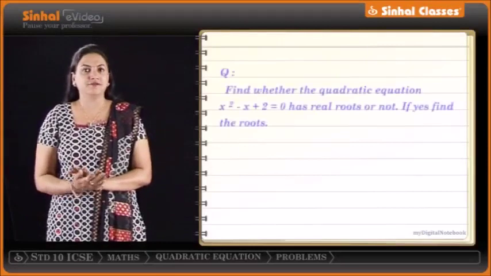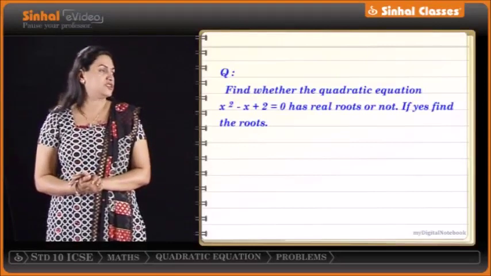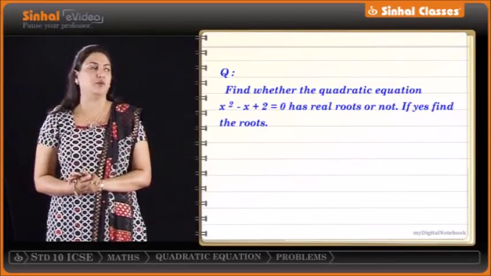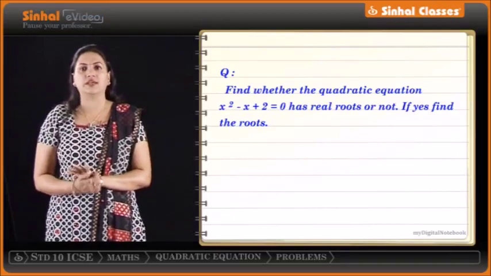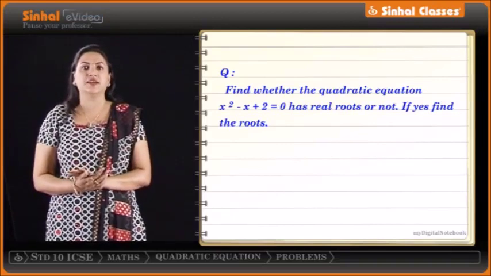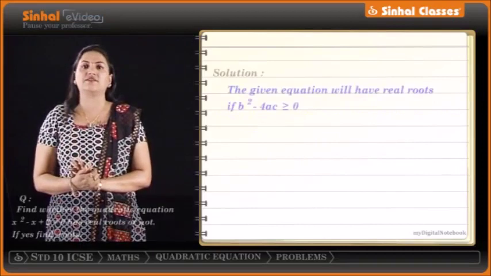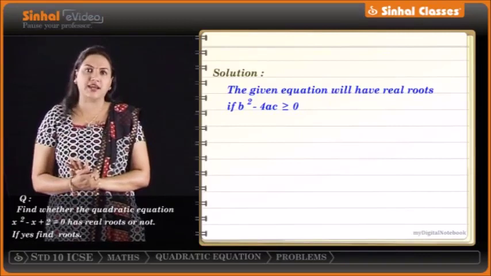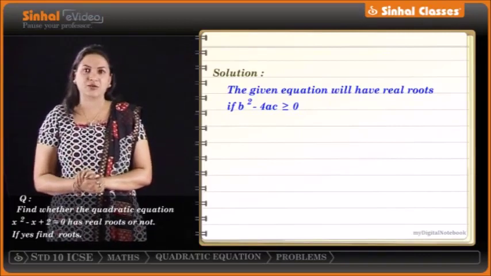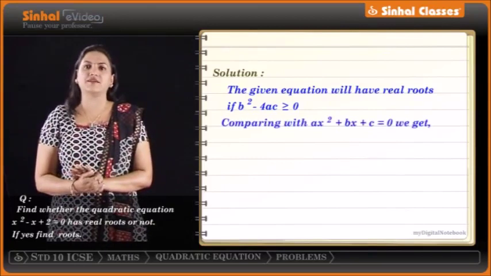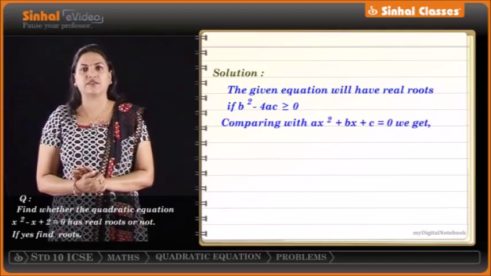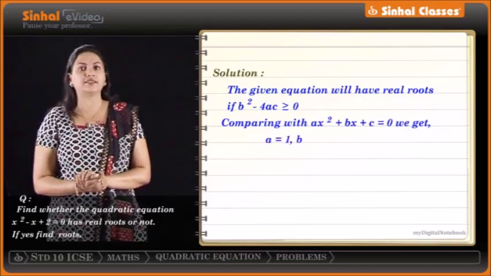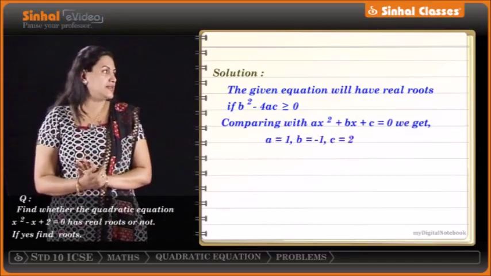Next problem, find whether the quadratic equation x square minus x plus 2 is equal to 0 has real roots or not. If yes, find the roots. Now when will this quadratic equation have real roots? If b square minus 4ac is greater than or equal to 0. To do this, we compare the given equation with the standard quadratic equation to get a as 1, b as minus 1 and c as 2.